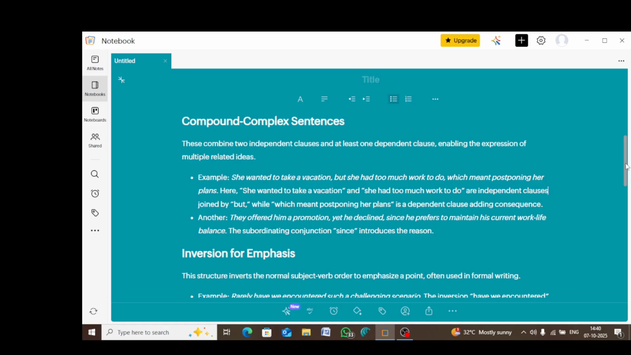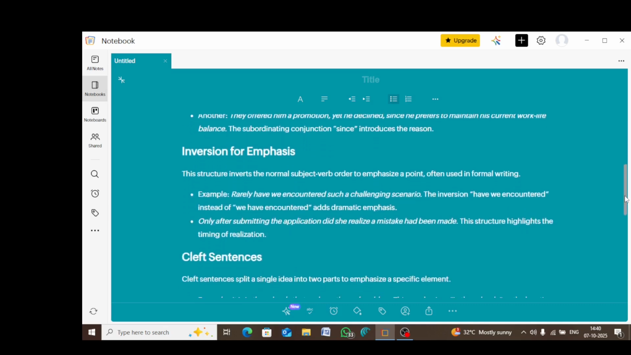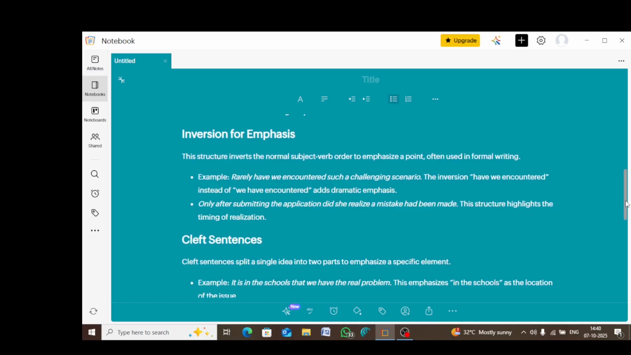Now inversion for emphasis, that is emphatic sentences. Here these are emphatic sentences where the sentence structure is not normal. Example, rarely have we encountered such a challenging scenario. The inversion have we encountered instead of we have encountered adds dramatic emphasis.